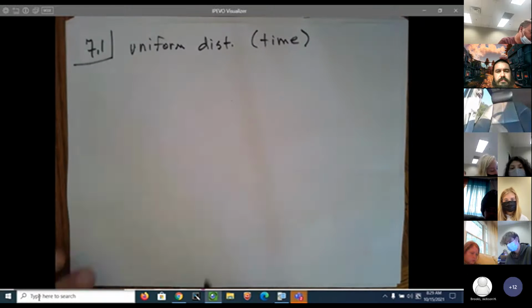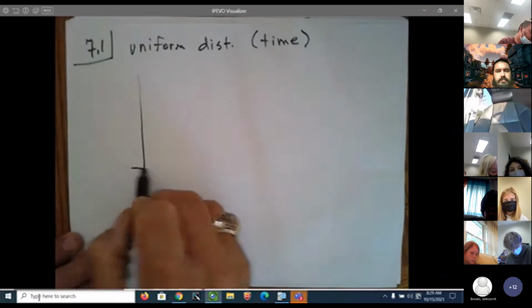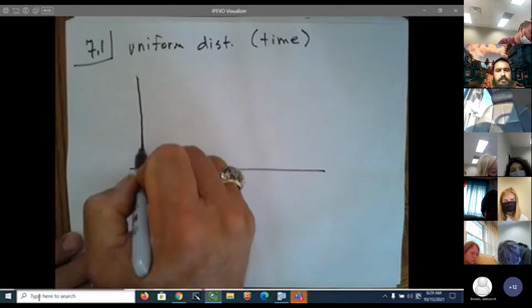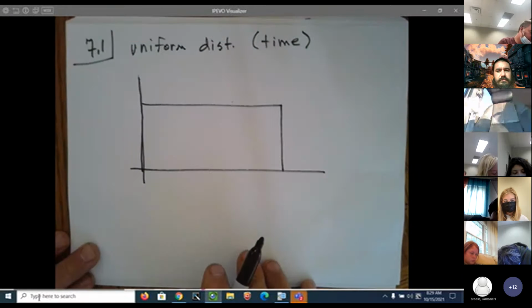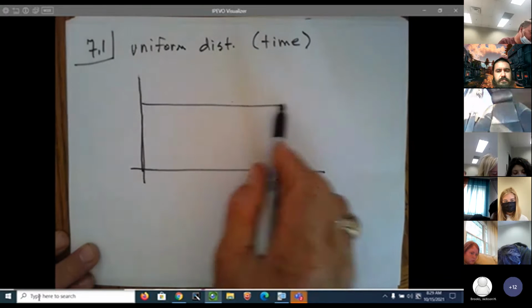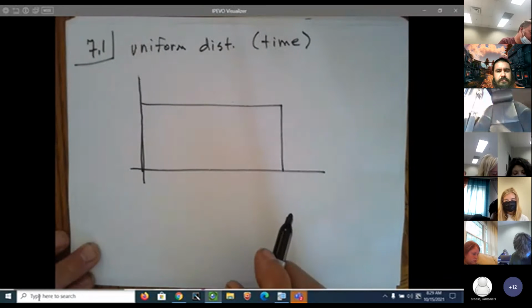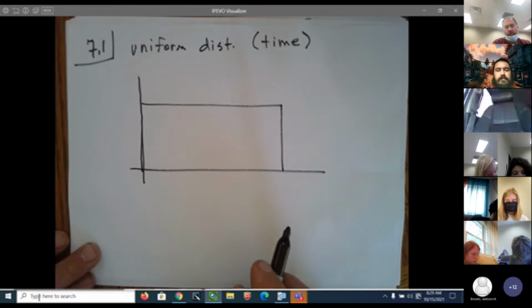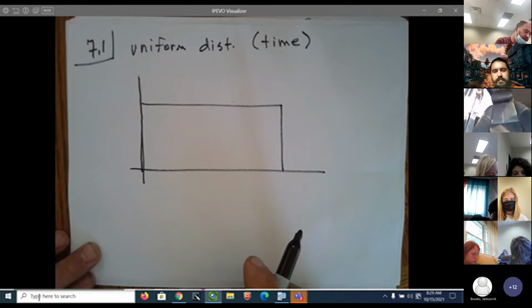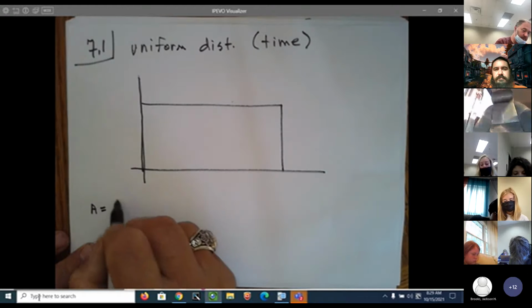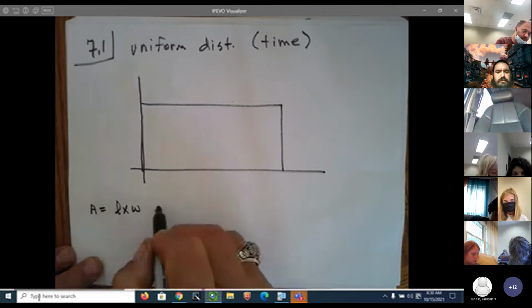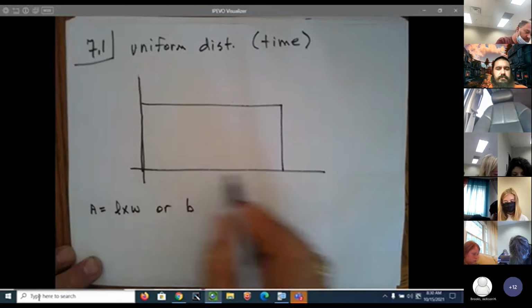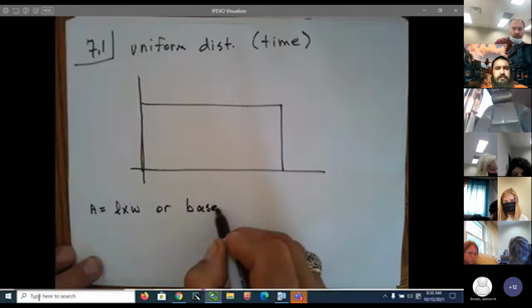Okay? It's uniform. That means that the curve for uniform distribution is what? A rectangle. Because it does not vary. It does not have any variation. 10 minutes is 10 minutes. 20 minutes is 20 minutes. So area is equal to length times width, or base times height, whichever one you want to call it. Since this is on its side, we're going to say base times height.